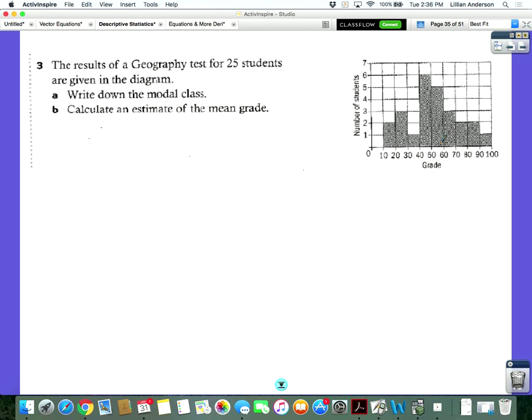So there were 6 kids who scored between a 40 and a 50. So you should have taken 6 and multiplied it by what number? 45 when you were doing your mean, okay? We're going to keep on going.